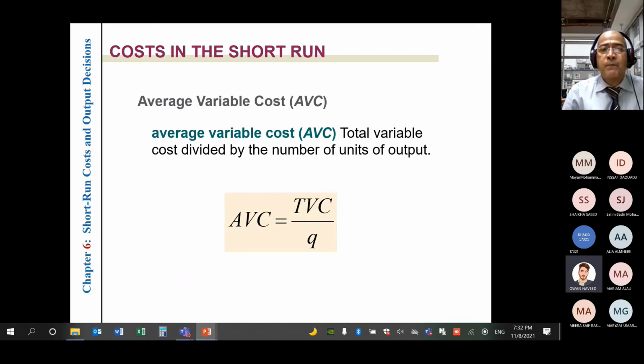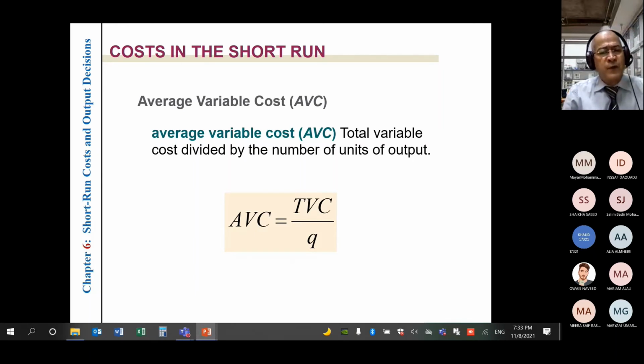Average variable cost: total variable cost divided by the number of units of output. Okay, so you remember we finished average fixed cost. Now average variable cost equals total variable cost divided by quantity produced. What is average fixed cost? It equals total fixed cost divided by quantity produced.